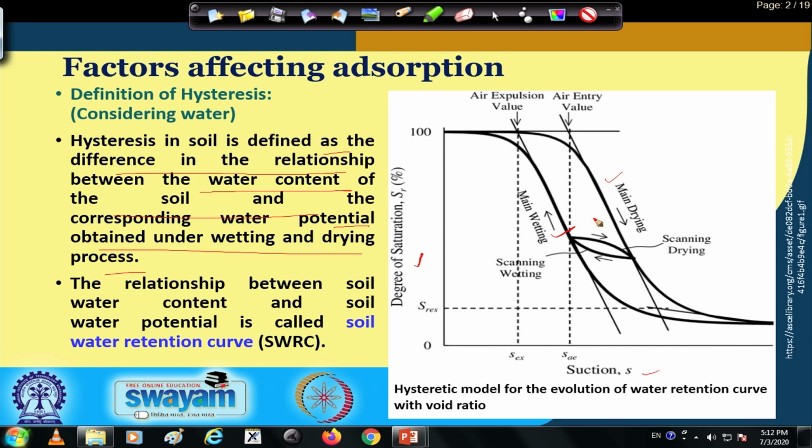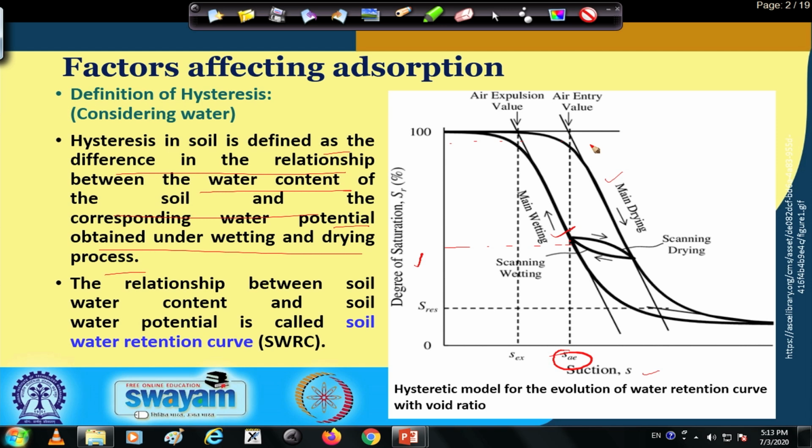So, hysteresis in soil is the difference in the relationship between the water content. For example, let us consider this particular suction, the air entry suction. At this air entry suction you can see the degree of saturation in the wetting curve is far less than the degree of saturation in the main drying curve. So, this is called the hysteresis effect.